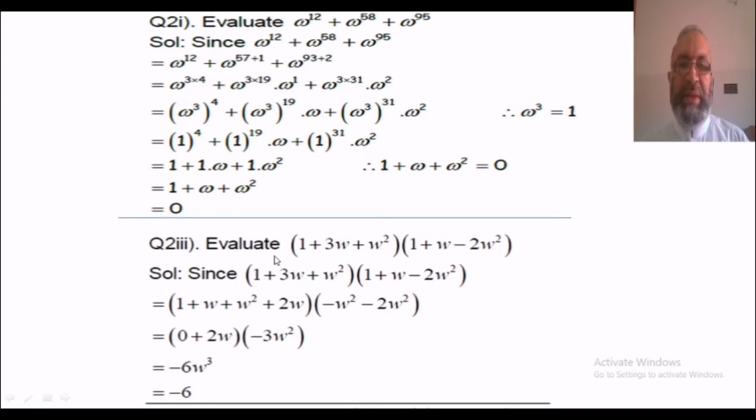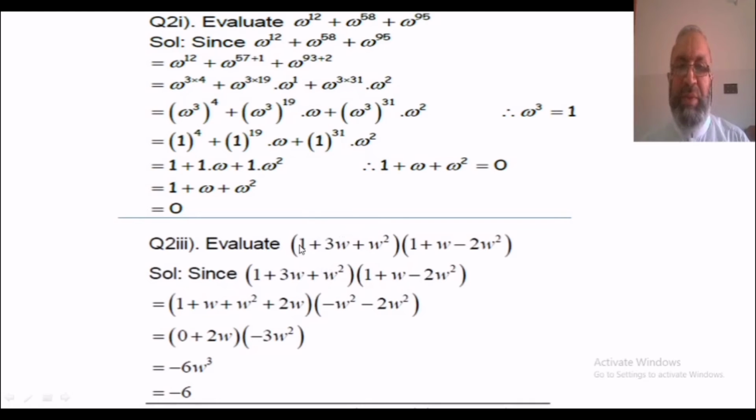Next, question 2, part 3. Again here omega is the cube root of unity, so we simplify the omega power. Look at this question: 1 plus 3 omega plus omega square into 1 plus omega minus 2 omega square. First of all, the method is to change omega into omega square, or omega square into omega, by using properties, such that we can get the simplified term.